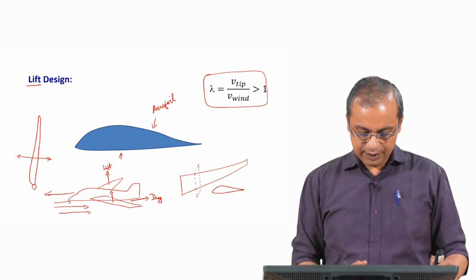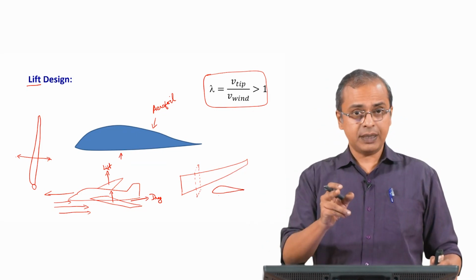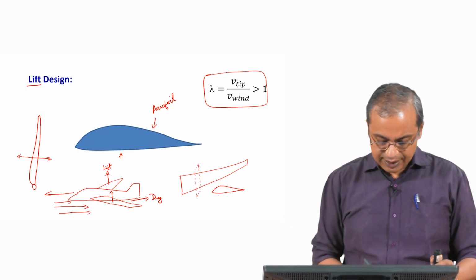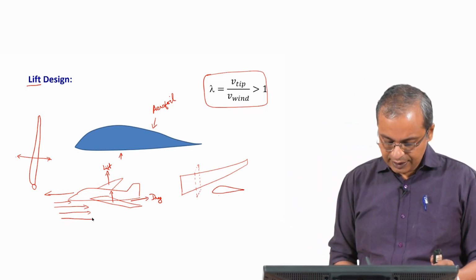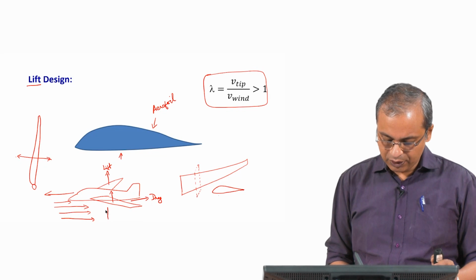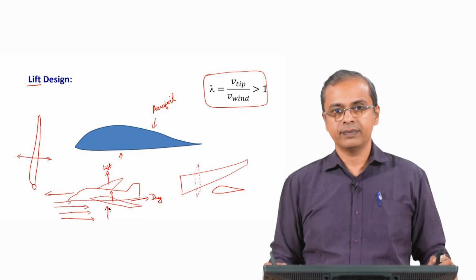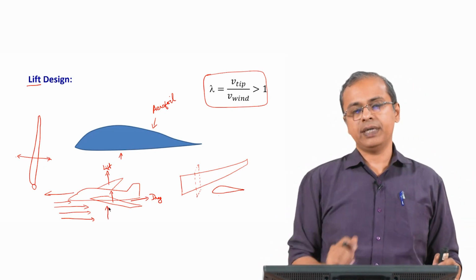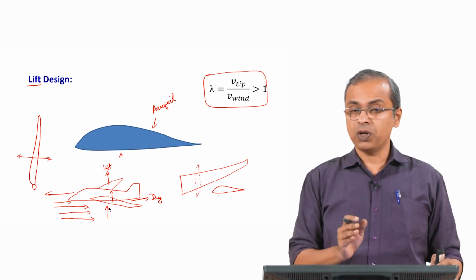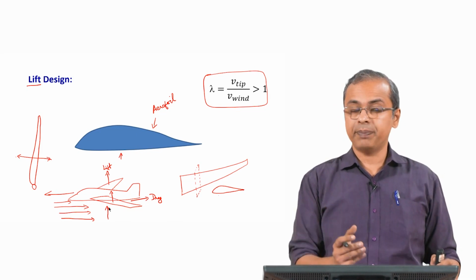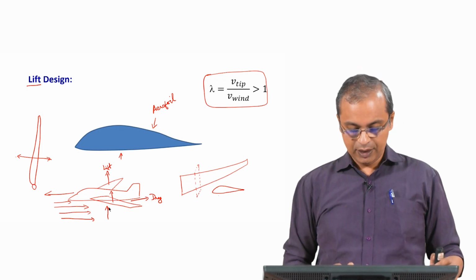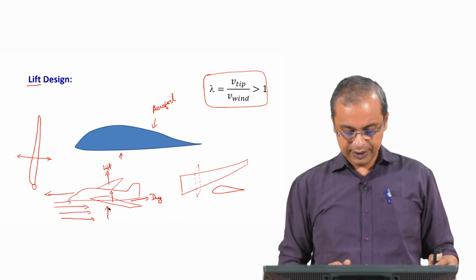Okay. Now, the point you must notice here is that the wind is flowing in this direction, the lift is happening in a perpendicular direction. Okay. So, that is an important thing that you have to remember. The lift is not happening in the direction of the wind, the lift is happening in a direction perpendicular to the wind. So, that is a very important thing to keep in mind.